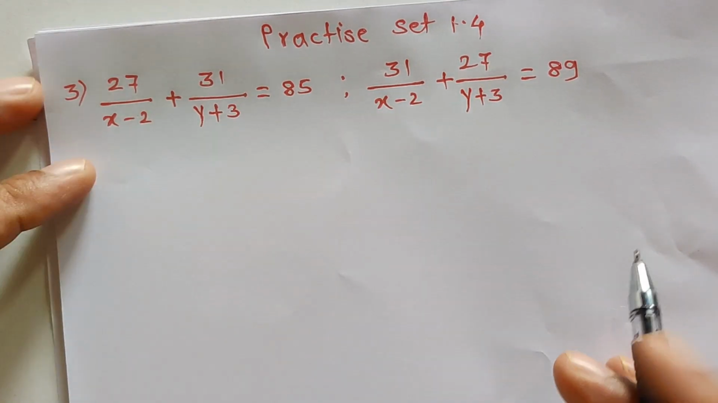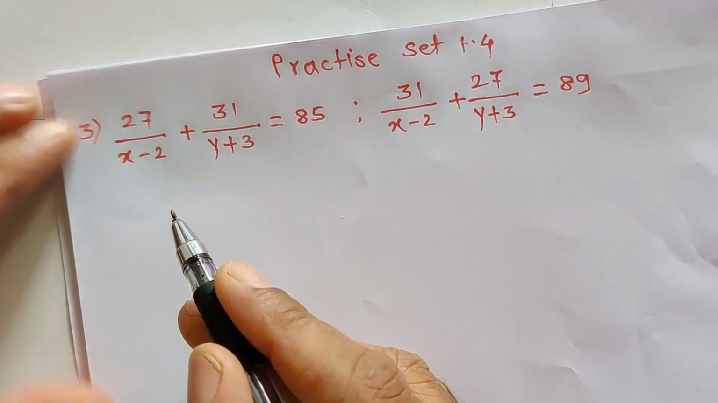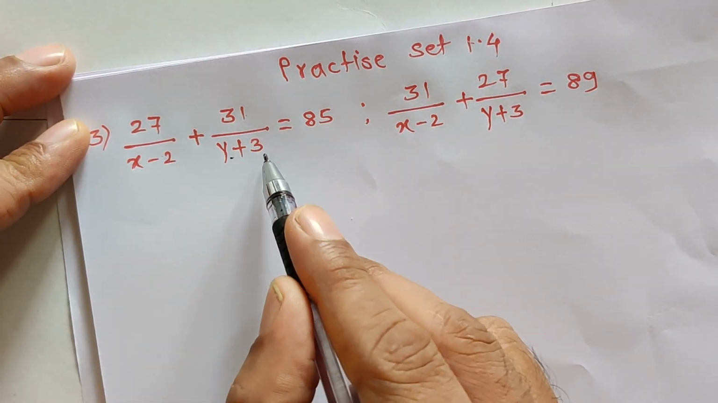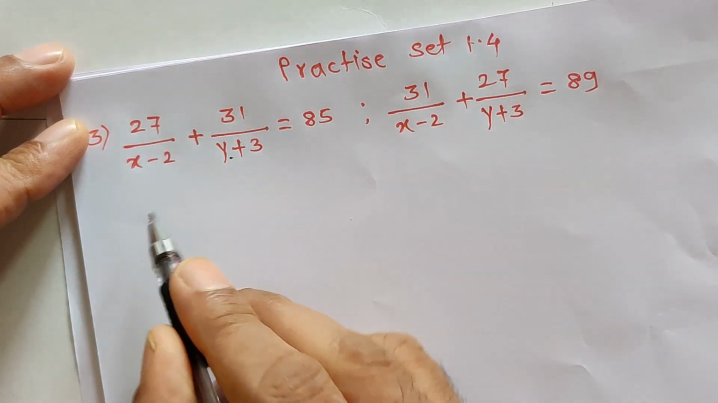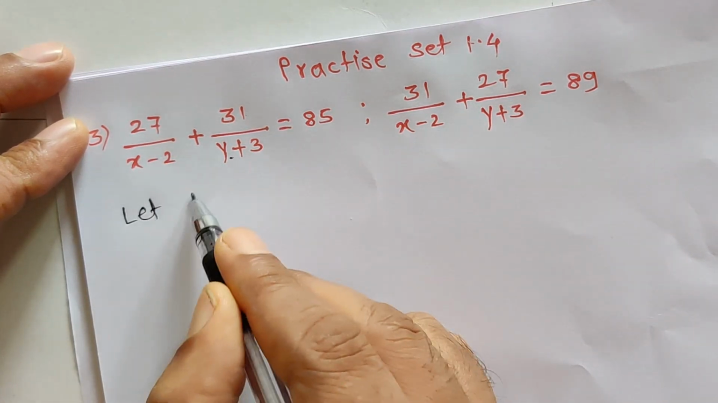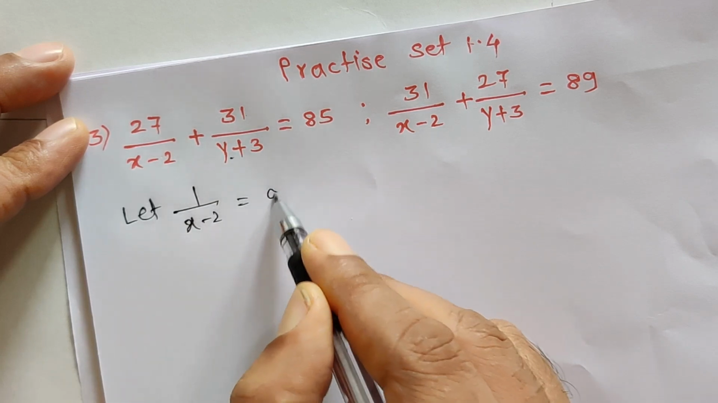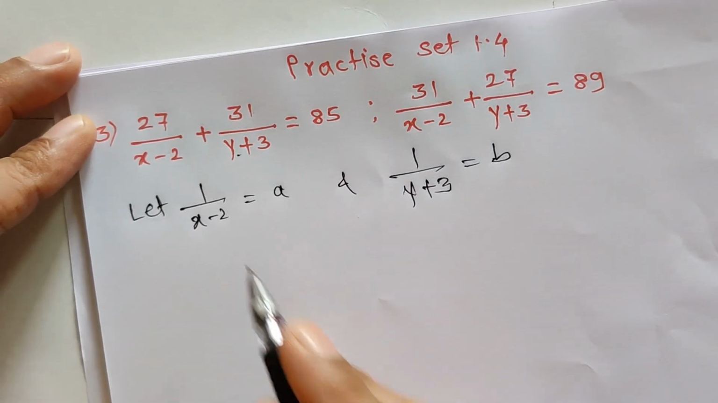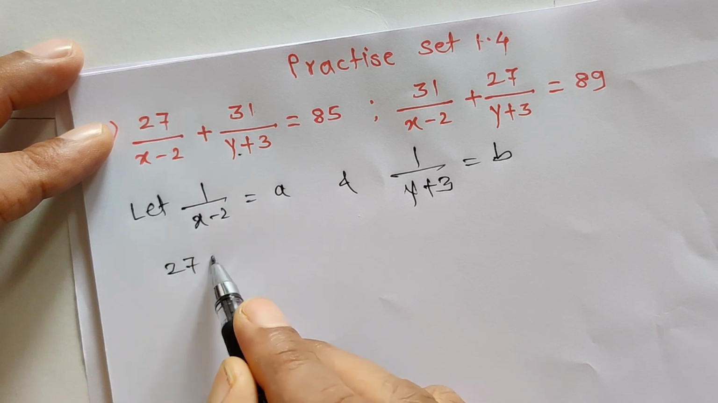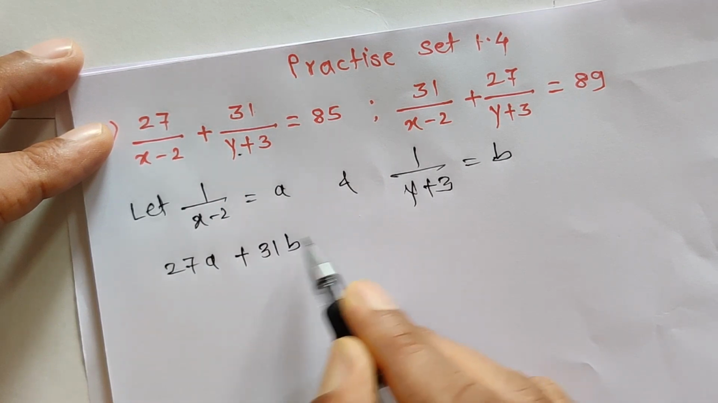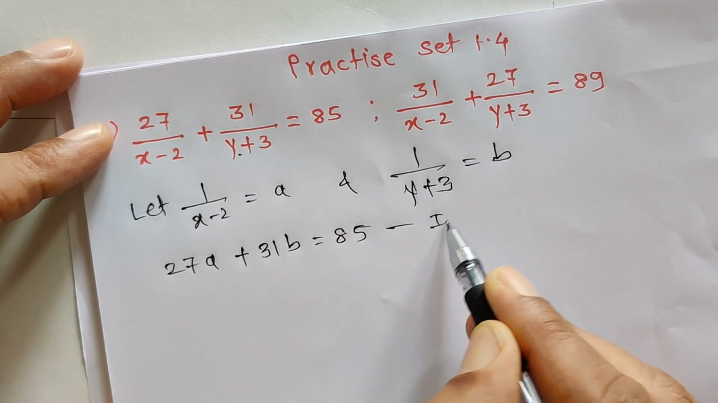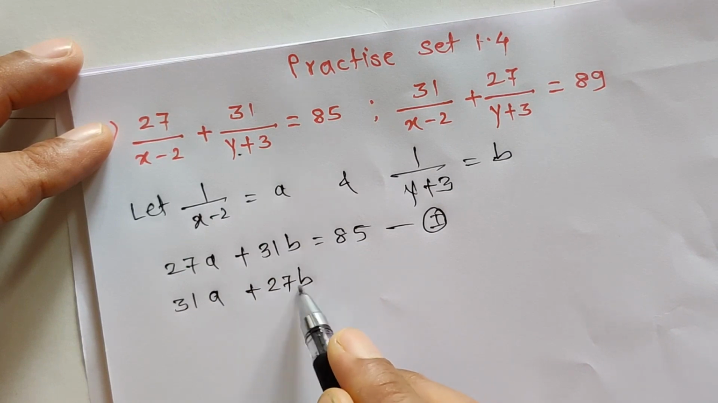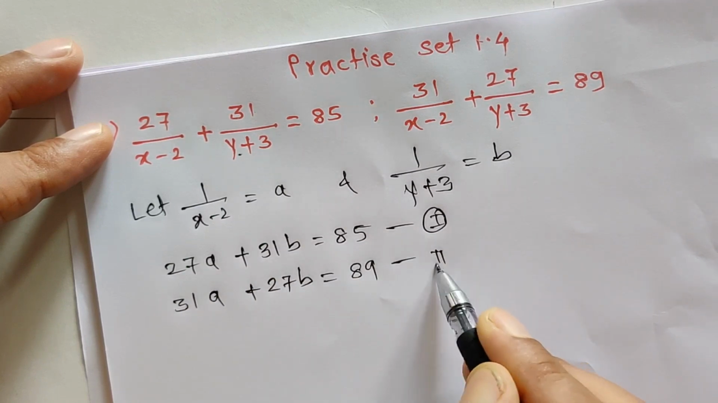Here we have to substitute. This is the third example from exercise 1.4. Here x minus 2 is in the denominator, and y plus 3 is in the denominator. So substitute 1 upon x minus 2 is equal to a and 1 upon y plus 3 is equal to b. So the first equation becomes 27a plus 31b is equal to 85. We get equation number 1. And the second equation is 31a plus 27b is equal to 89. This is equation number 2.